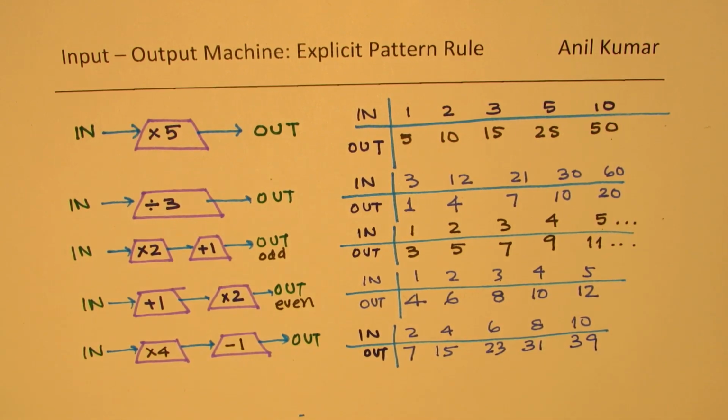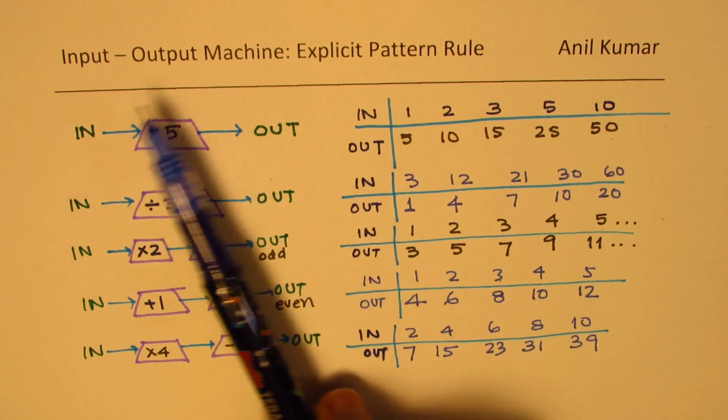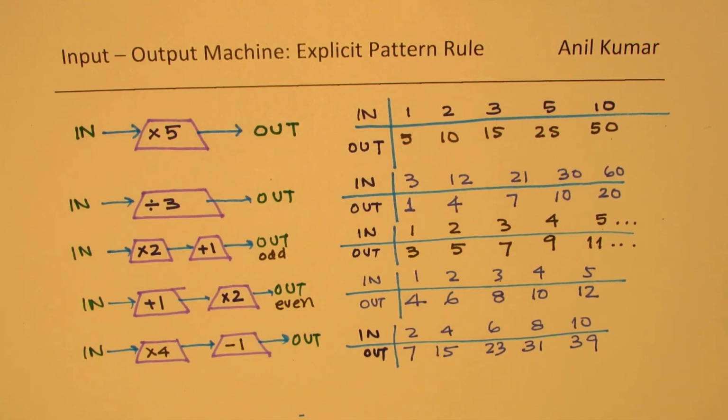So you could get a series something like this. Perfect. So that is what our input-output machine is. Now based on this, we could actually have many questions, right? Now let me take some set of questions and work on those. Perfect. So let me share with you a set of questions.